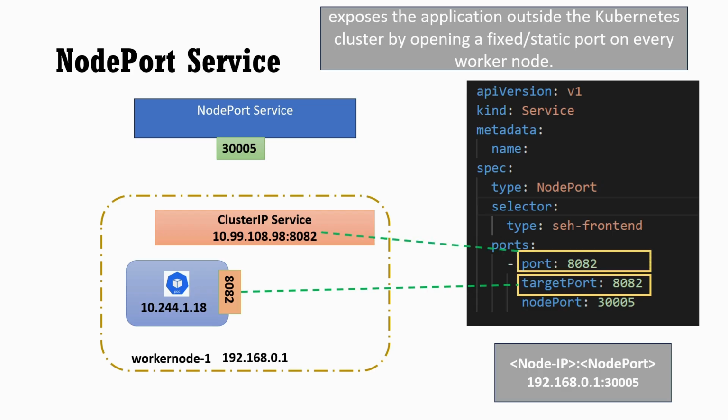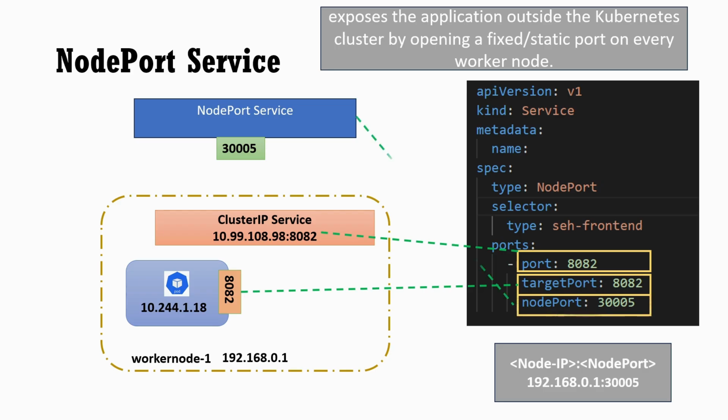Second, the port itself. The port is the service port inside the cluster. Our pods talk to the service using this port. This port is not exposed to the outside world. It works only inside Kubernetes. Think of it as the entry point of the service itself.